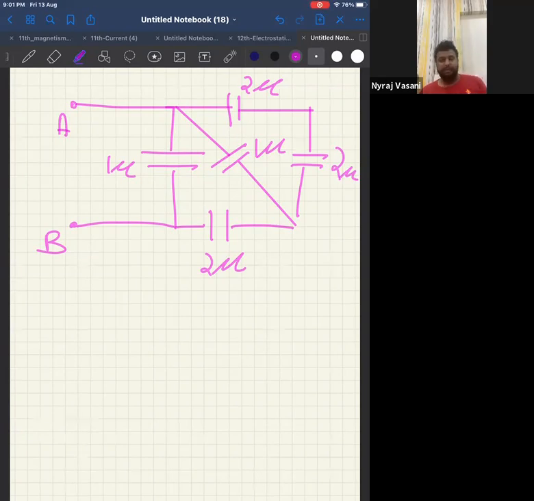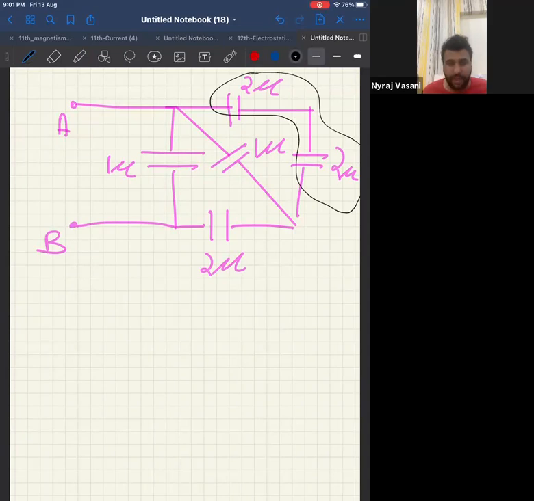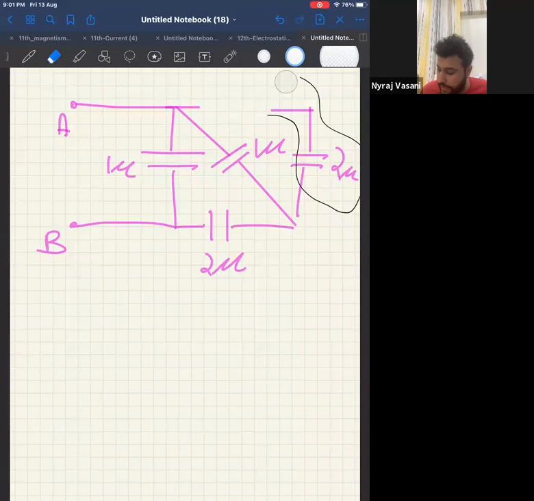Now, first tell me, what can I simplify? I think the easiest way is these 2 and 2 on the side. These are in series, correct? Easy. 2 and 2 are in series. Now, when 2 and 2 are in series, what will be the equivalent capacitance? 2 and 2 in series, answer will be 1. Therefore, can I erase that and write the answer as 1?